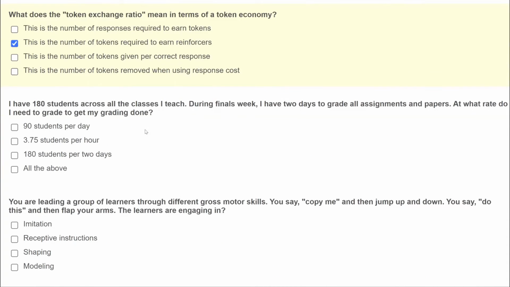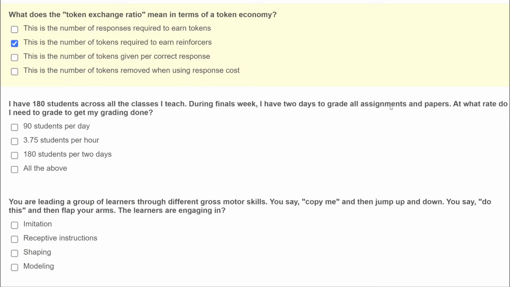I have 180 students across all the classes I teach. During finals week, I have 2 days to grade all assignments and papers. At what rate do I need to grade to get my grading done? Okay, a rate question. As always, on the exam, you might have to find totals, you might have to find averages, you might have to find rates. It's basic math, but it is math. So you still do need to practice to be sure you can do it fluently.